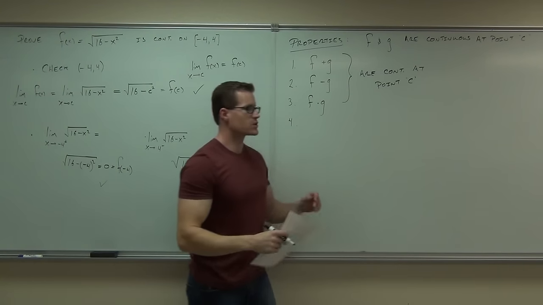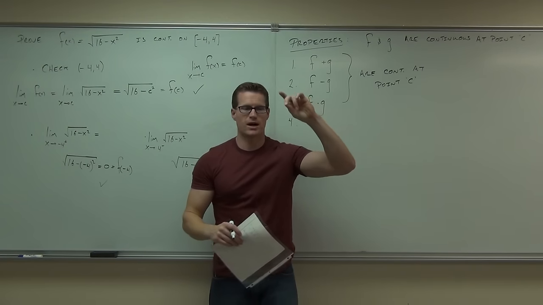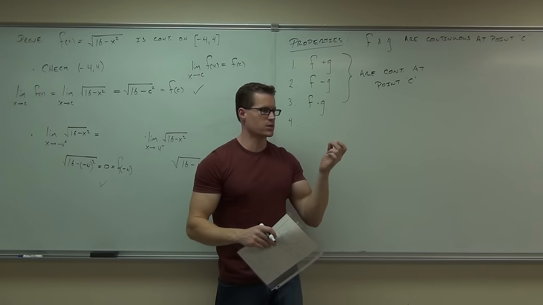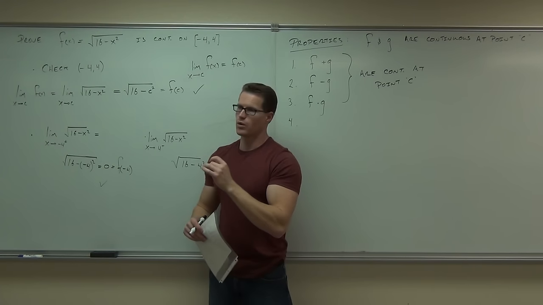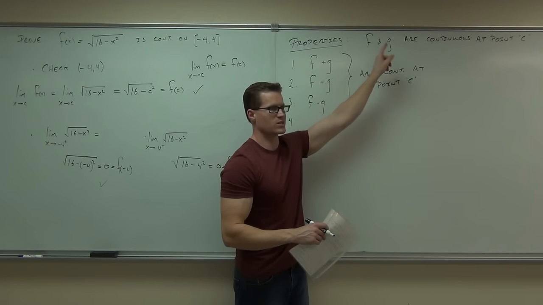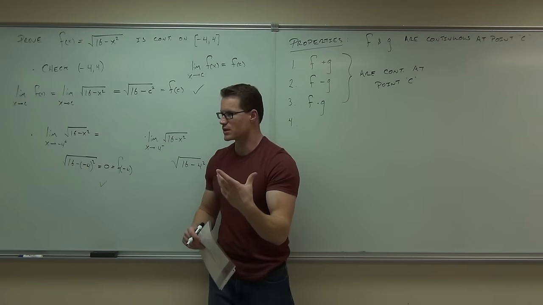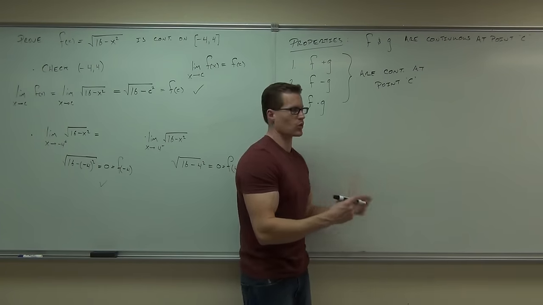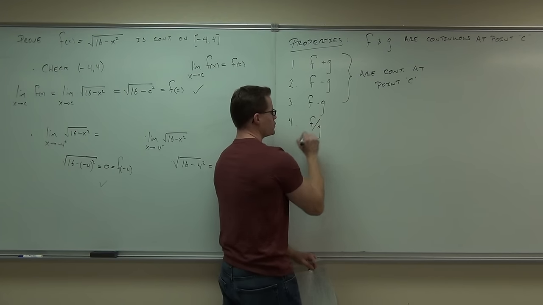So if f is continuous and g is continuous at a certain point, then we can do f plus g, f minus g, and f times g, and they're all continuous at that exact same point. Does that make sense to you? Where it wouldn't be the case is, let's say that f was continuous, but g wasn't continuous at a certain point. If you add them, well, then g's still not continuous there, no matter what you do. So that wouldn't work. The other one is, well, you probably figured out, f over g.